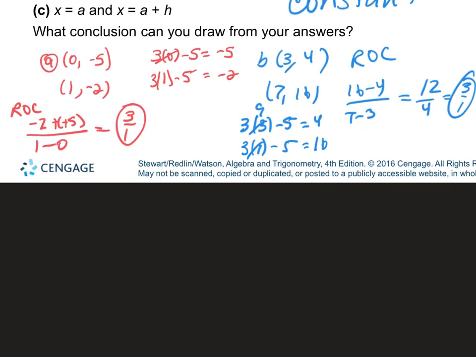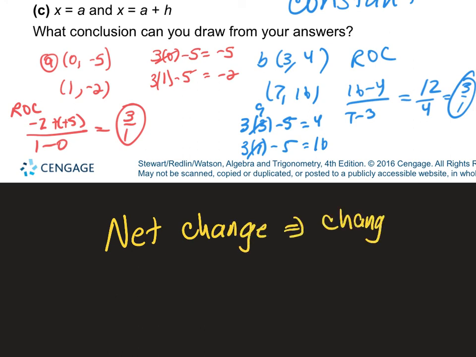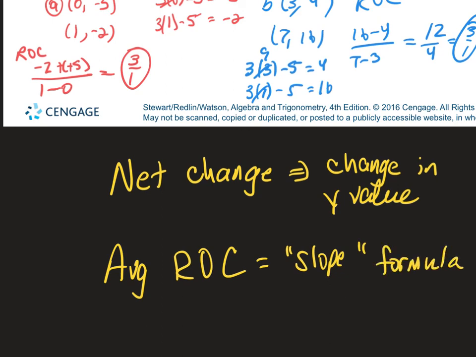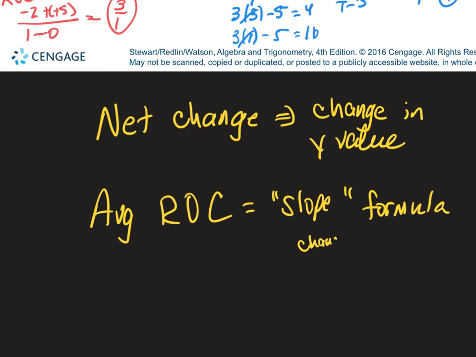So on your web assign, they're going to ask you for net change. Write this down if you didn't before. When they ask for net change, that means the change in what value? Good, change in y value. When they ask for the average rate of change, they're asking you to use the slope formula. I say slope in quotes because what they want is the change in the y over the change in the x, and you use the same method, y2 minus y1 over x2 minus x1. But we don't call it slope because it's not a line. These are the two things that you're going to have to do tonight on your homework on your website.